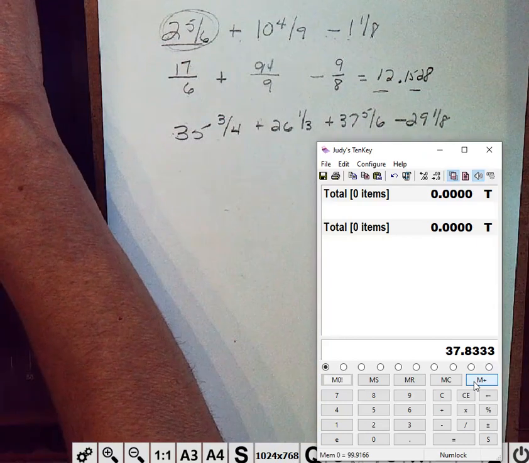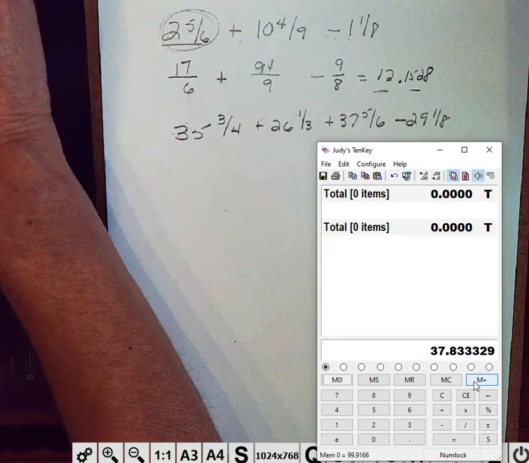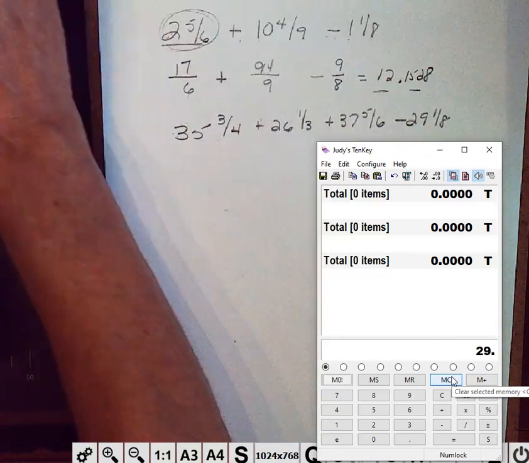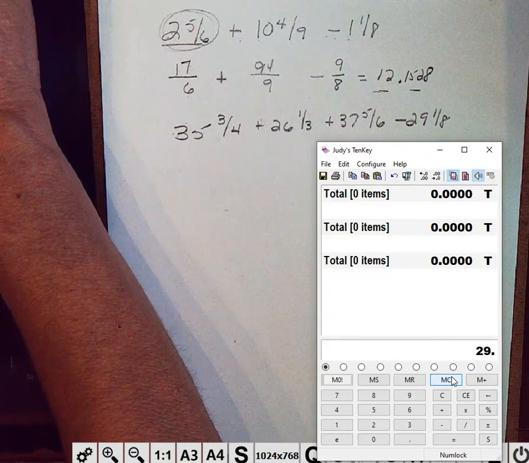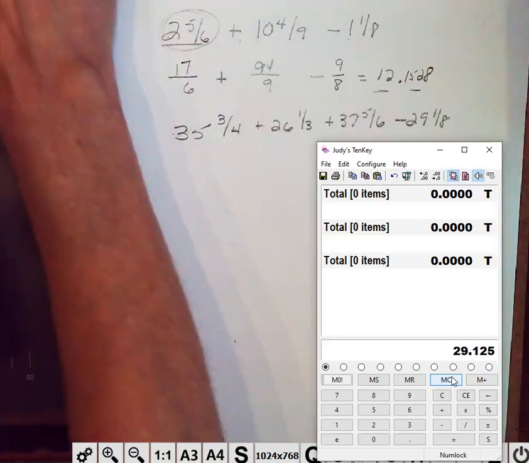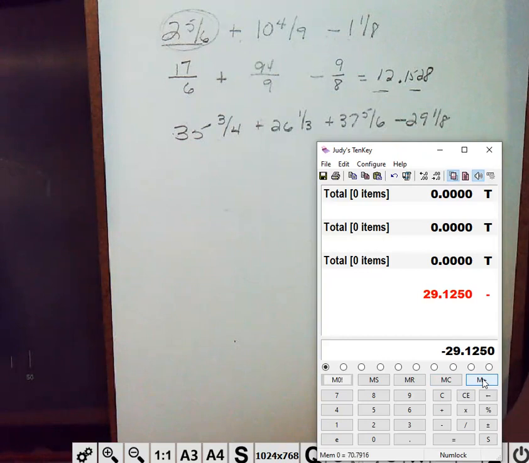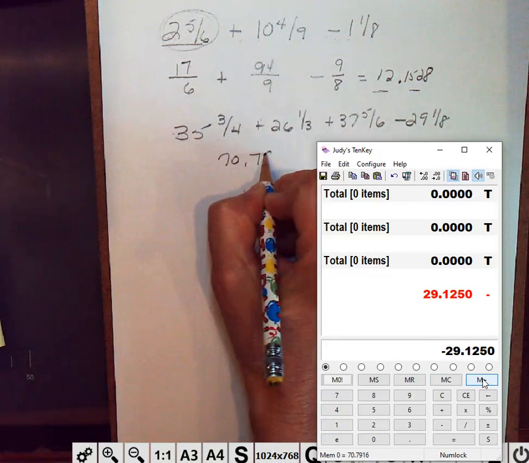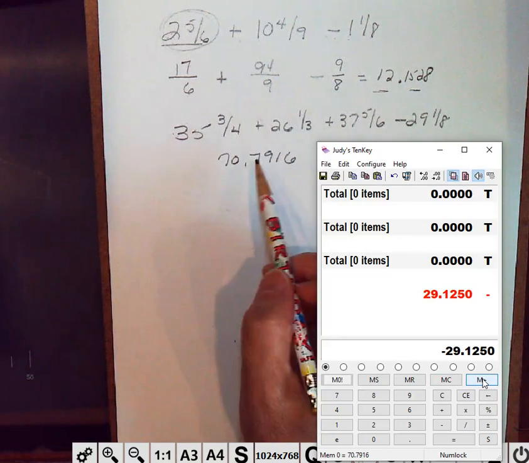And the last one is 29. Why didn't you like that? 29 point, what am I doing, an eighth? 1/8 is 0.125, which is a common one, but I need to make that a negative and put that into memory. And so my answer is 70.7916. So either way will work.